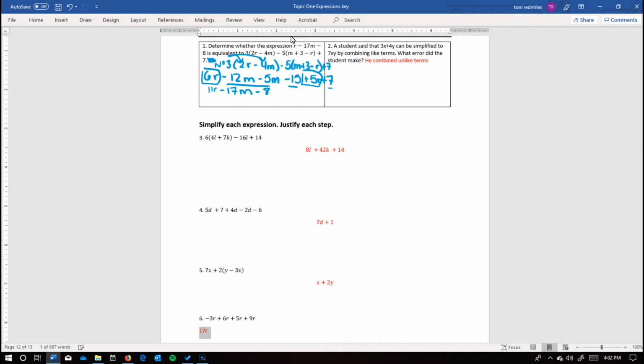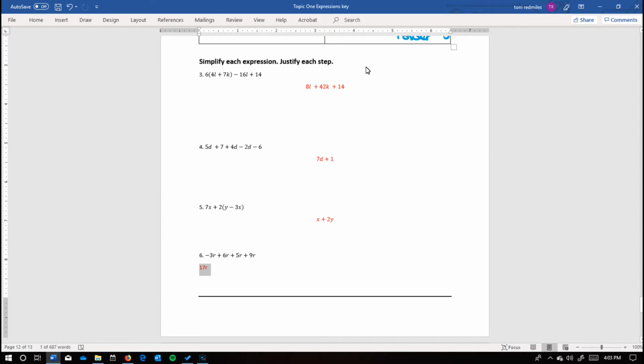A student said that 3x plus 4y can be simplified to 7xy by combining like terms. What error did the student make? Well, he combined terms that were not like. Terms that are like have to have the same variable. And just as a sub rule, that variable has to have the same degree of power. All right, that's what we need to have a like term. You may have worded it differently, but as long as you get the gist.